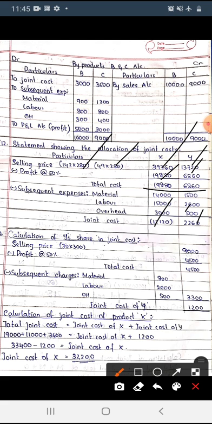Joint cost is got. Now we have to prepare the X account and Y account, similar to the last problem. Under the X account, to joint cost, to subsequent expenses of X, then by sales. We have to write the sales of X, then the difference is the profit or loss. Then under the Y also, similar to the last problem, to joint cost.